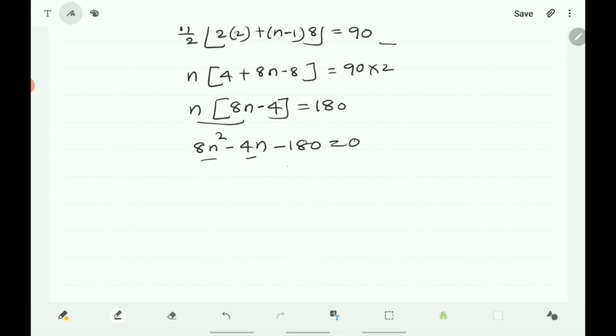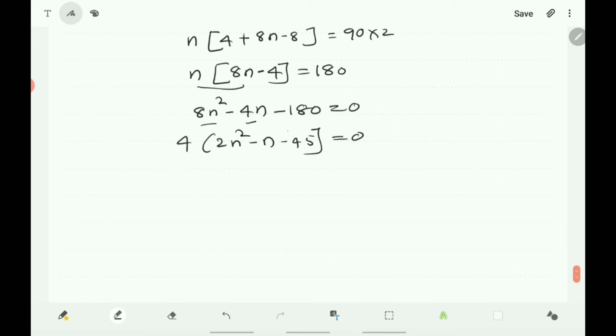So here you can take 4 common, if possible. If 4 is taken outside, it becomes 2n square minus n minus 45: 4 fours are 16, 2 is remaining, that is 45, so 4 times 45 is 180. Then the equation becomes 2n square minus n minus 45 is equal to 0.